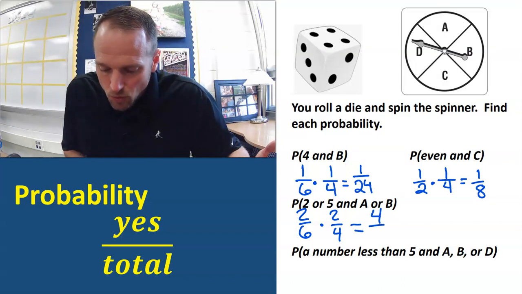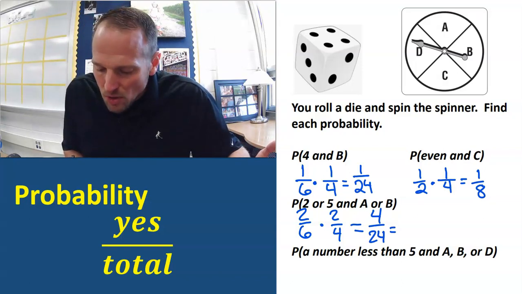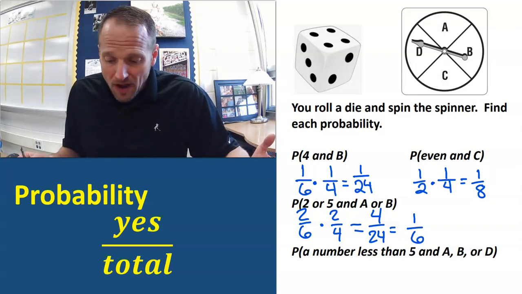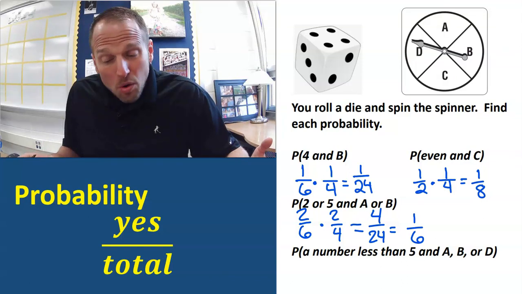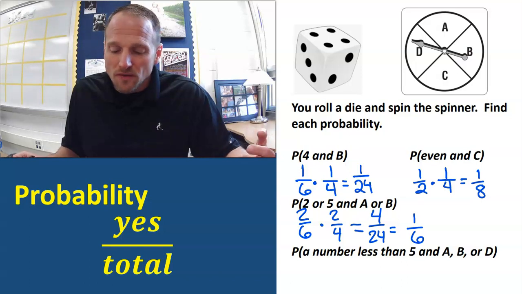2 times 2 is 4. 6 times 4 is 24. Now let's reduce this. 4 out of 24, that's going to be 1 out of 6. So what's the probability of getting a 2 or a 5 and an A or a B? 1 out of 6. So 1 out of 6 times, you're going to get either a 2 or 5 and an A or a B.